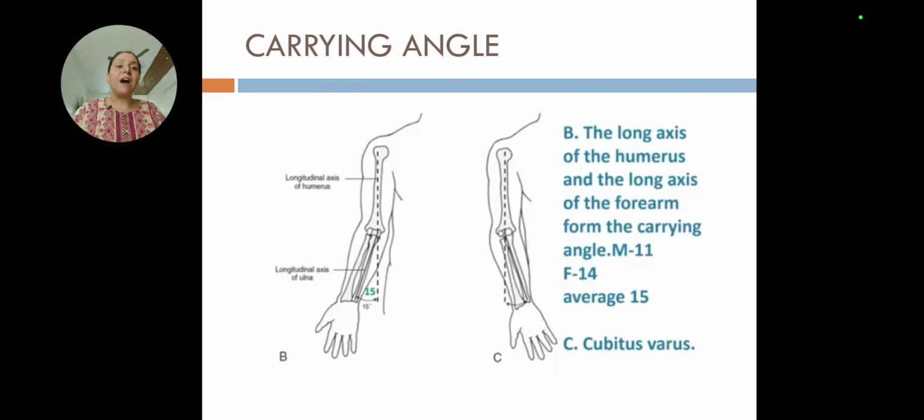Cubitus varus is not an ideal condition, but it is a condition which happens on only one limb after a fracture, which is basically a supracondylar fracture. When this cubitus varus condition comes, there is some deformity, which we call a triplanar deformity.